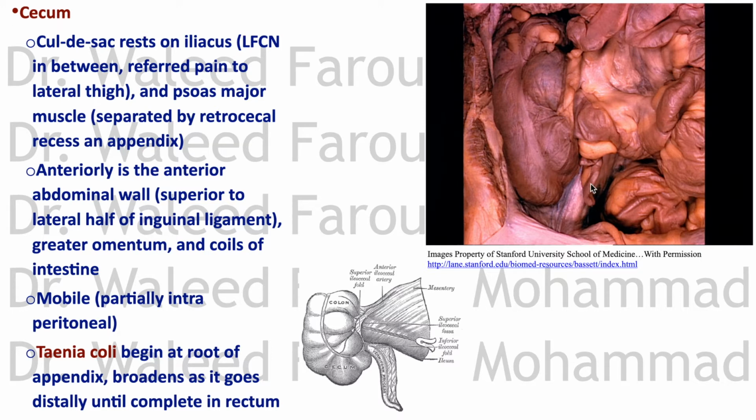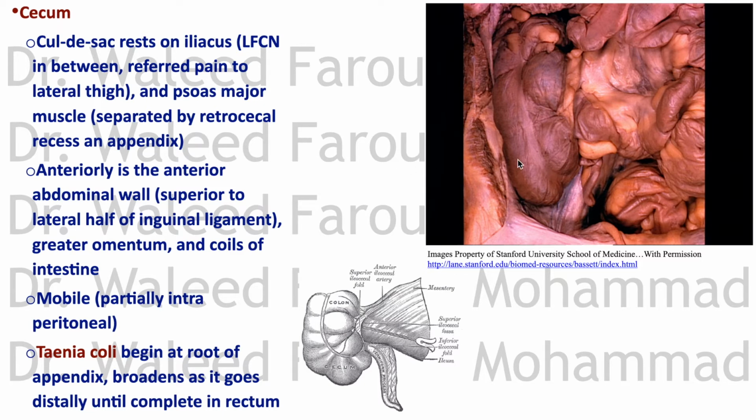This is the appendix here, and this is the mesoappendix. See, this is the appendix and how the tinea converge to the base of the appendix. You will find this on the anterior surface and the posterior surface, or posteromedial and posterolateral surfaces as well. They all converge to the base of the appendix, and this is a surgical landmark, or a surgical way to find the appendix if you can't find it normally.